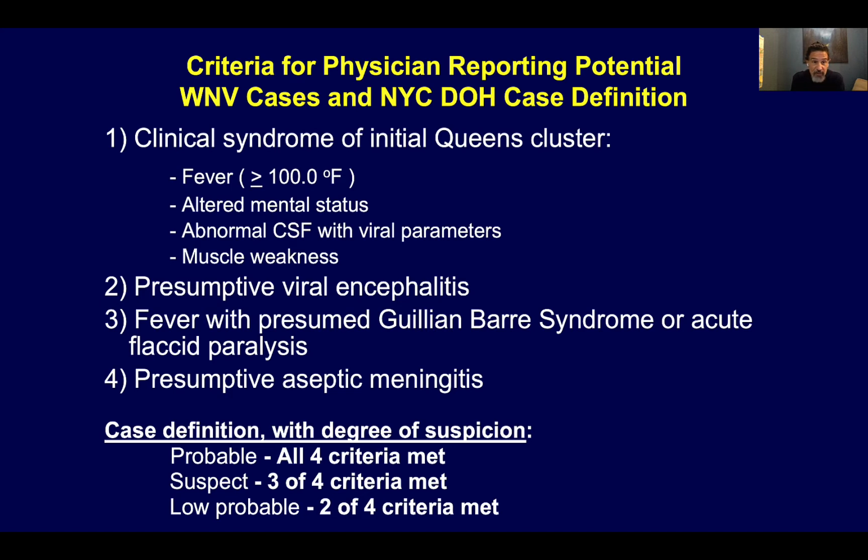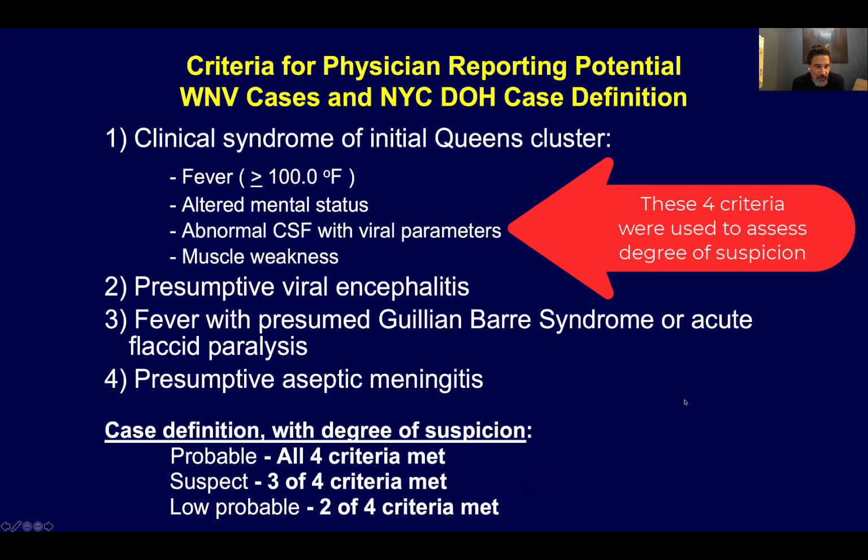And so we started with the clinical syndrome of the initial cluster of 8, which all had fever, altered mental status, abnormal cerebrospinal fluid test results suggestive of viral infection, and also this finding of muscle weakness. So providers were asked to report anyone who met those criteria, or presumed viral encephalitis, or fever with presumed Guillain-Barré syndrome or acute flaccid paralysis, and also presumptive aseptic meningitis, which means viral meningitis. And then we had a case definition that had a degree of suspicion. So if all 4 of the criteria were met, they would be considered probable cases, or suspect if 3 of the 4 criteria were met, and low probable if 2 of the 4 criteria were met. This also helped us triage what were limited resources available for testing in the early phases of the outbreak.